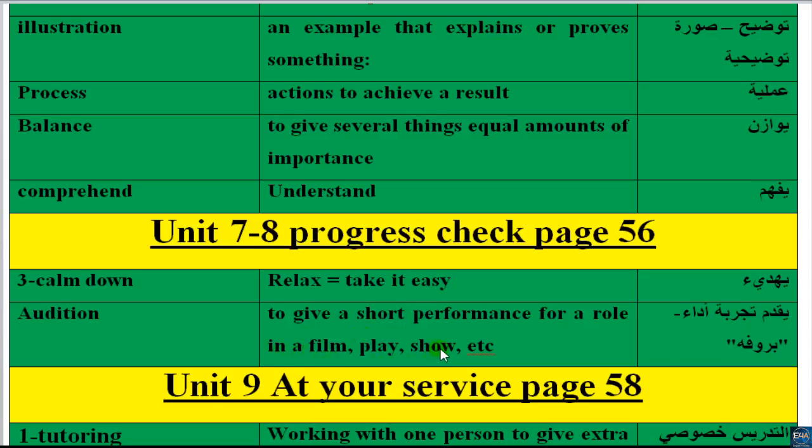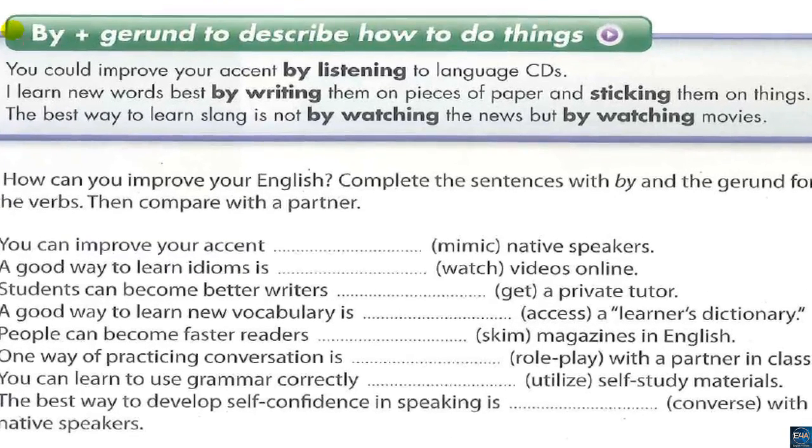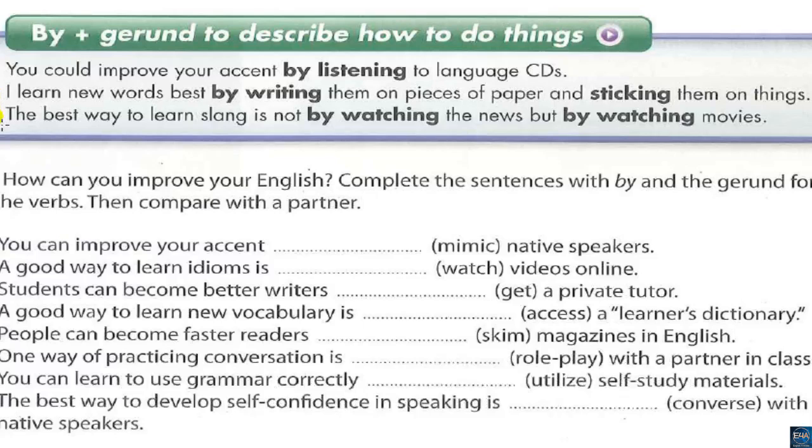Now, let's get started. Page 53, Exercise 9, Grammar Focus. By plus gerund to describe how to do things. You could improve your accent by listening to language CDs. I learn new words best by writing them on pieces of paper and sticking them on things. The best way to learn slang is not by watching the news, but by watching movies.